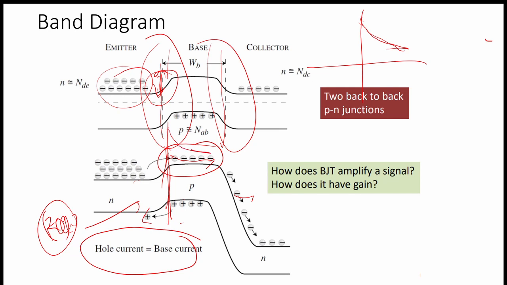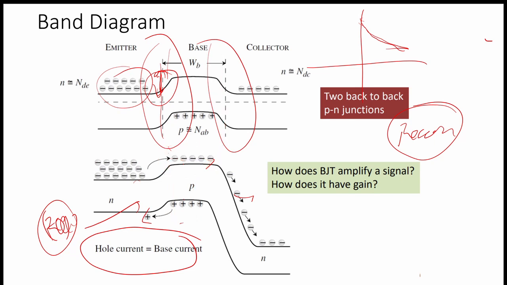We don't want these to decay, because this decay is happening because of the recombination. There is a recombination current that we will see later, and that recombination current is killing our device. We do not want to recombine these electrons, but we want these electrons to flow to the collector.